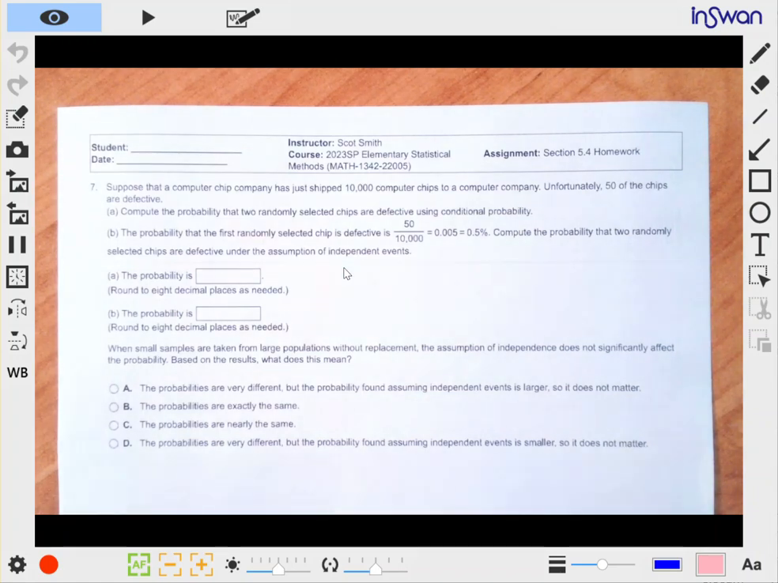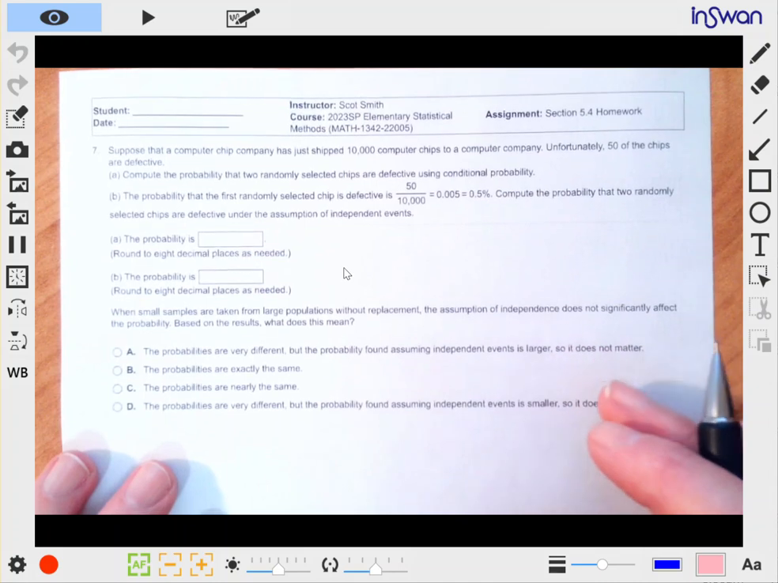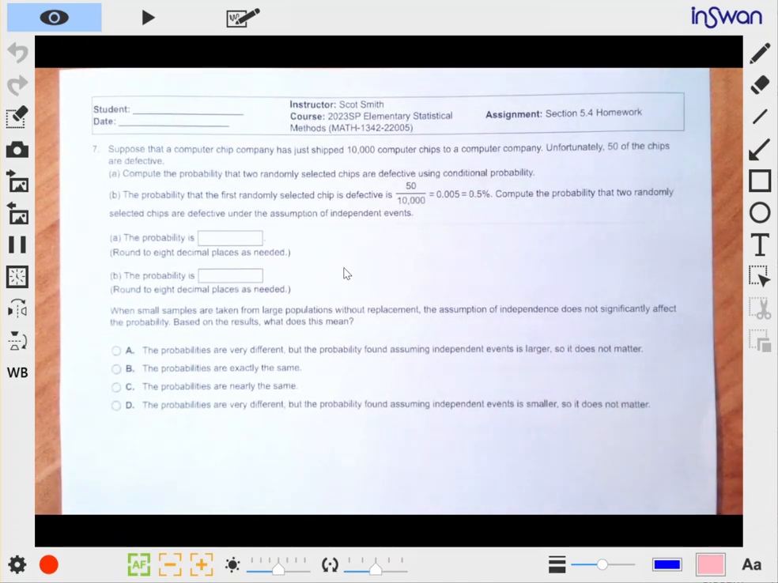Okay. So suppose that a computer chip company has just shipped 10,000 computer chips to a computer company. Unfortunately, 50 of the chips are defective. Maybe that's just kind of what they've discovered through trial and error, or I forget what it's called, quality control. So first of all, compute the probability that 2 randomly selected chips are defective using conditional probability.